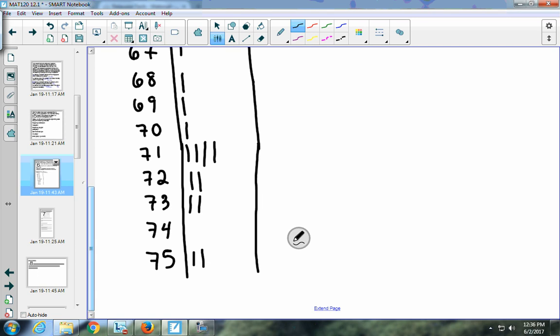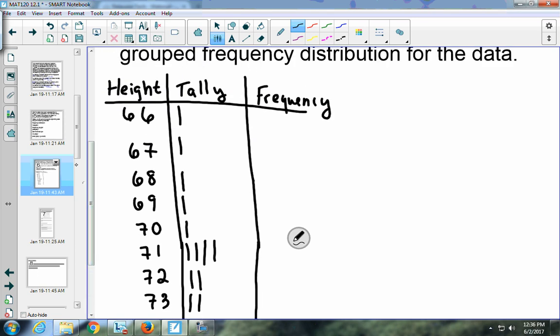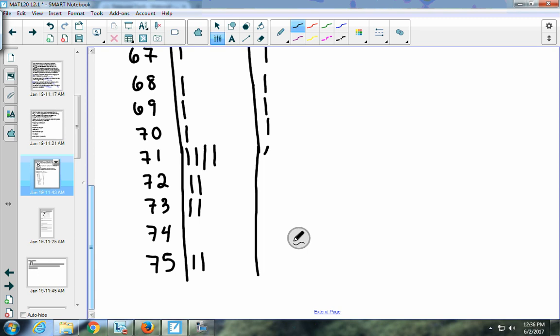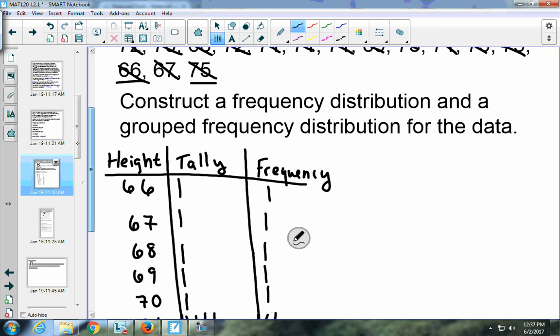Once I have these tally marks, I can now list the frequency. 66 occurred once, as did 67, 68, 69, and 70. 71 happened 4 times, 72 happened 2 times, 73 happened 2 times, 74 did not happen at all, and 75 happened 2 times. We can also make what is called a grouped frequency distribution.